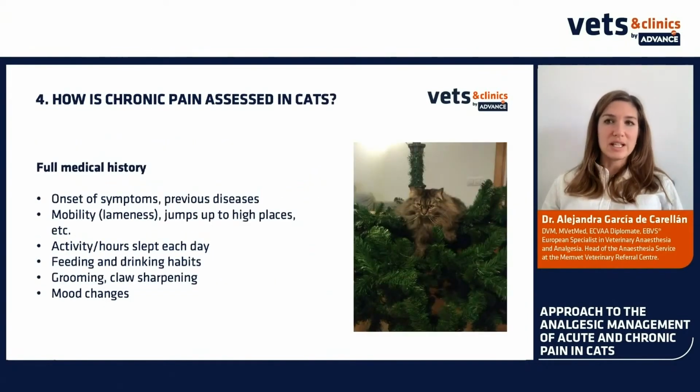We need to obviously take a full medical history. We need to obtain information regarding when they started these symptoms, the previous diseases of these cats, mobility, if they are not able to jump where they used to, the activity and the hours that they sleep each day, feeding and drinking habits, and if there has been a change in that, grooming and scratching and claw sharpening, and if they have mood changes, for example.